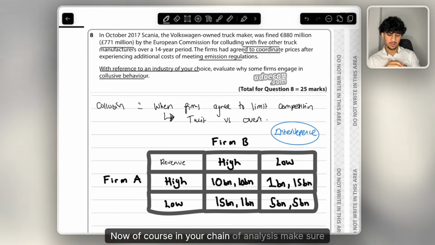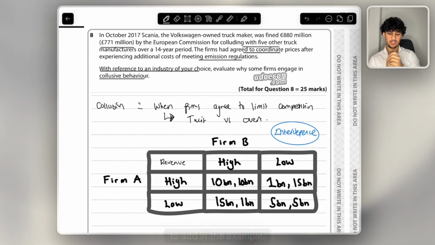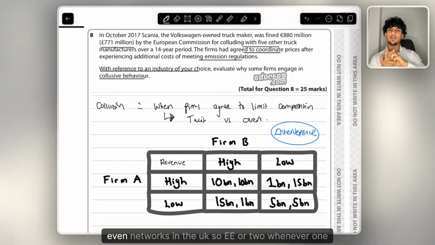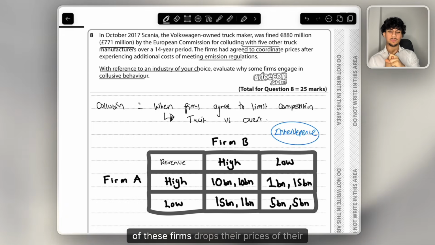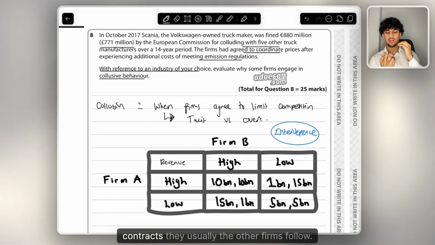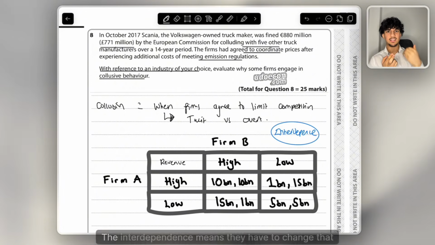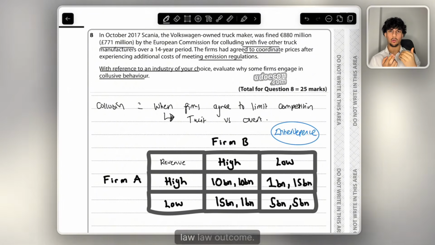Now, of course, in your chain of analysis, make sure to add in the examples. So like I said, supermarkets is a great one, even networks in the UK, so EE or O2, whenever one of these firms drops the prices of their contracts, usually the other firms follow. Why? Because like I said, they can't lose out on the customers. The interdependence means they have to change that low outcome.